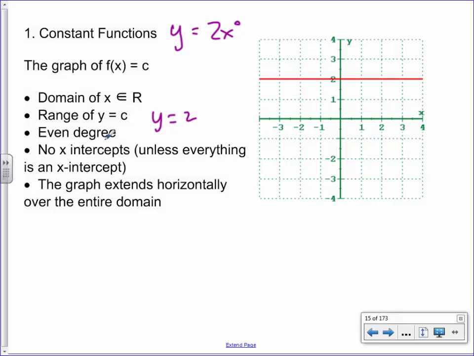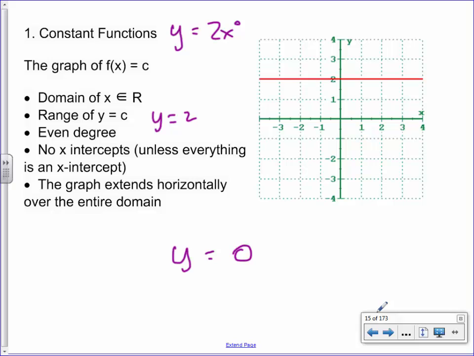I'll talk about degree in a little bit here, but you guys know even and odd numbers, right? Maybe I should talk about that now. So 0, 2, 4, 6, 8, those are even numbers. 1, 3, 5, 7 are odd numbers. So technically, because this is an x to the 0 type of graph, this is an even graph. There are no x-intercepts. I mean, look, does this graph ever cross right there? With an obvious exception. What happens if the graph was y equals 0? In that case, everything would be an x-intercept, because literally the graph would be going right across the line here.